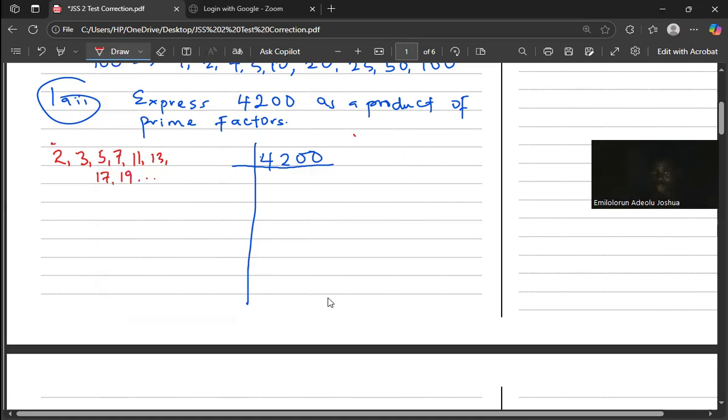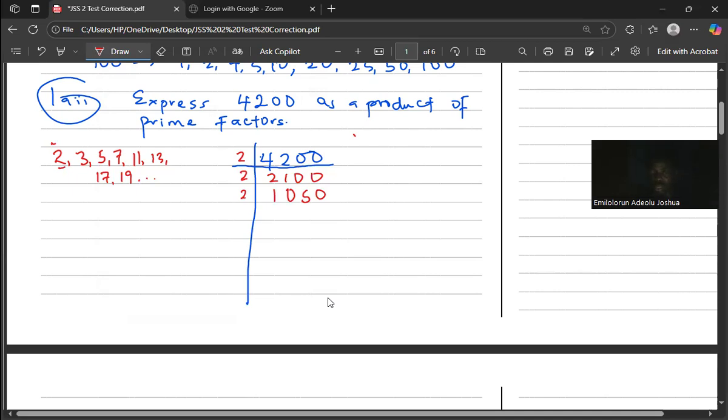Starting from the list, we begin with 2. Does 2 divide 4,200? Yes. How many times? That's going to be 2,100. We are still going to be using 2, isn't it? Yes. How many times does it divide? That should be 1,050. So does 2 still divide? Yes, it does.